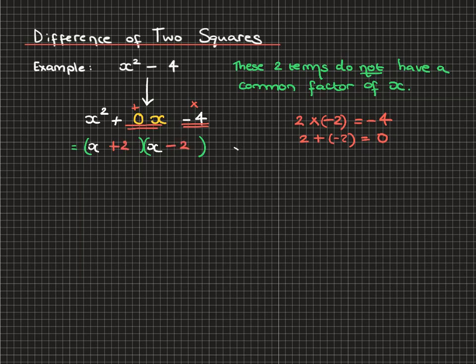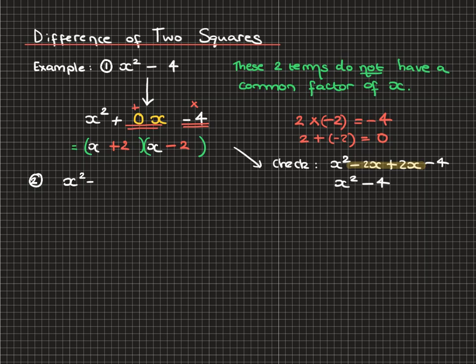And you can do a little check by expanding. So we get x squared minus 2x plus 2x minus 4, which simplifies to x squared minus 4. And that's crucial here, because both brackets are essentially the same, but one is plus 2, one is minus 2. When you do the expansion, you get this neat middle section here where the x terms cancel. So let's have a look at another example. Let's call this example 1, example 2.